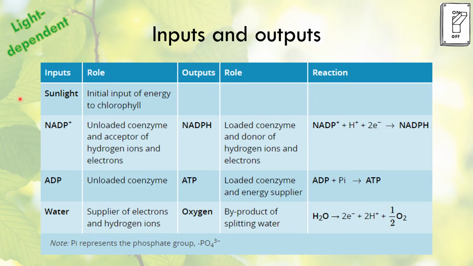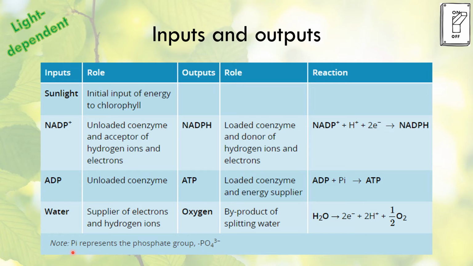We've got sunlight, the initial input of energy to chlorophyll. We've got NADP+, that's our unloaded coenzyme, and the water is split to grab the hydrogen and add that on the end. It also has 2 electrons for each NADP+, so we've got a hydrogen and 2 electrons. So it's carrying energy now. It's grabbed that energy from the sun by splitting the water molecule, and it's now loaded and has energy. ADP is also loaded, and it now has energy. And our water has been split, so our oxygen is now a byproduct.